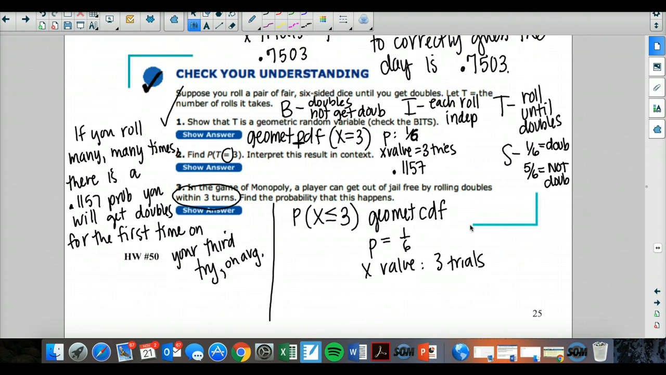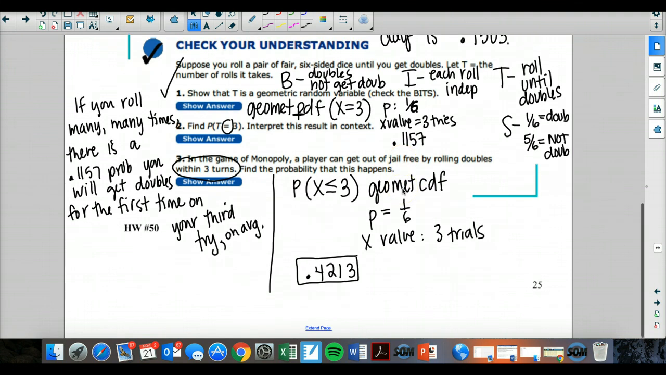And that's 1/6, 3 trials, paste. So it's 0.4213. So there is a 0.4213 probability that they will get doubles within their first 3 spins. So maybe their first spin, their second spin, or their third spin. Okay, so we have homework 50. I'm going to move on to homework 50.